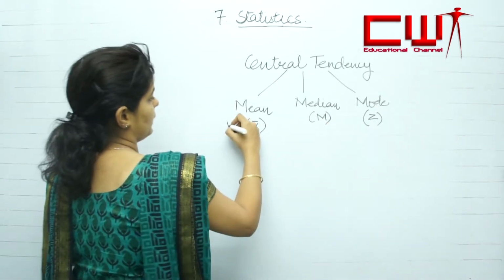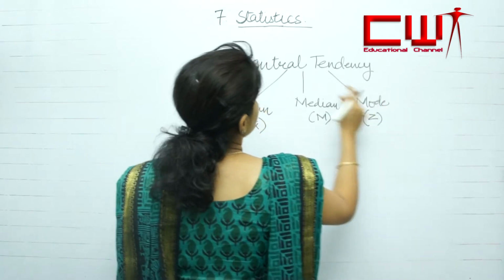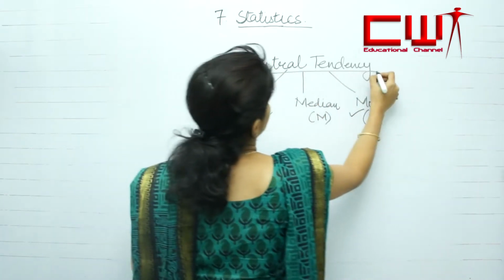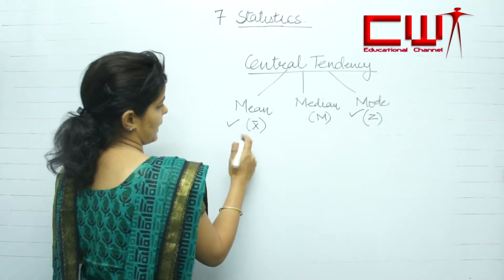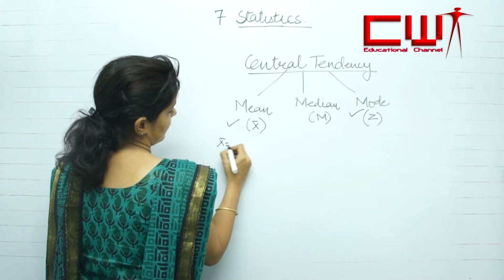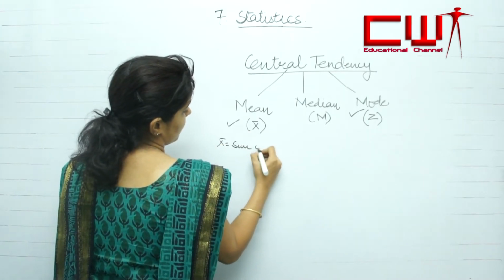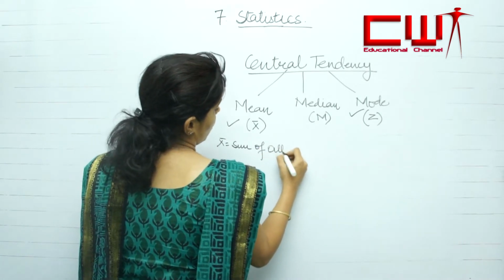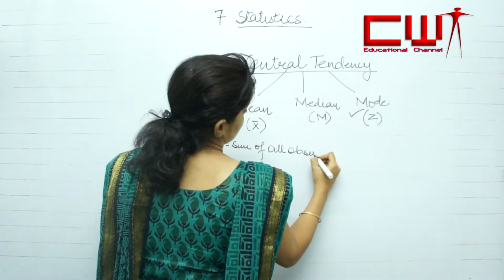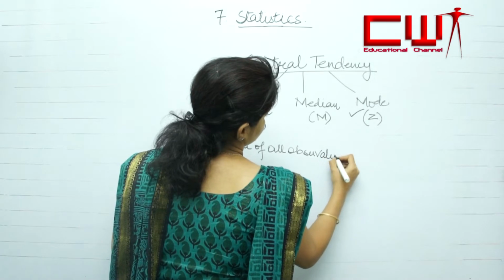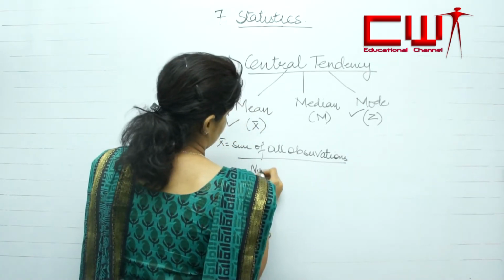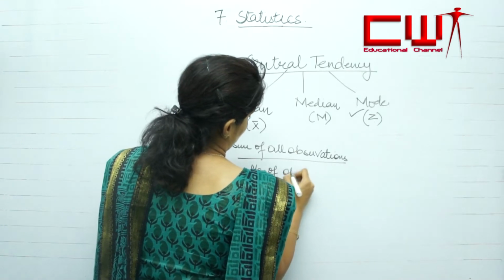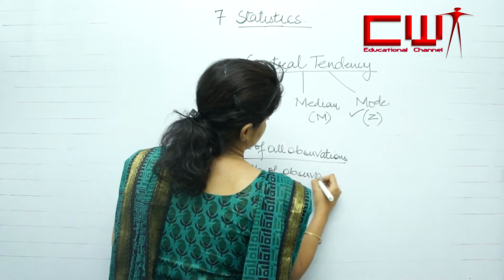We have done mean and we have done mode. There is a term which is known as central tendency. You study these three things under it. Mean, we have done: x bar equals sum of all observations upon number of observations.